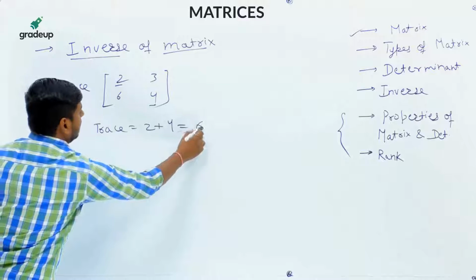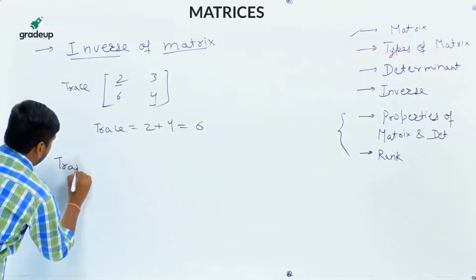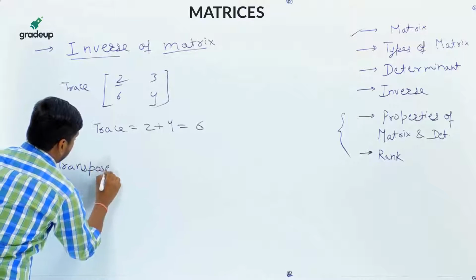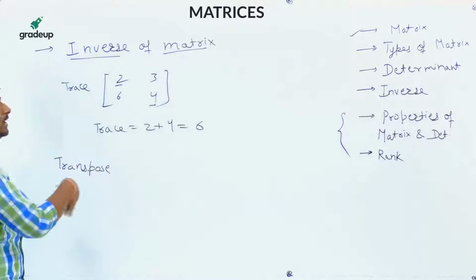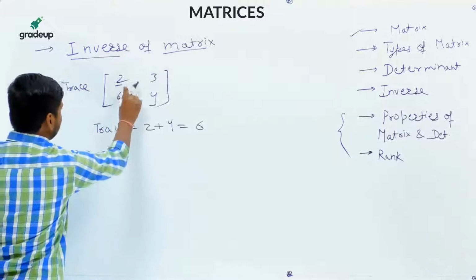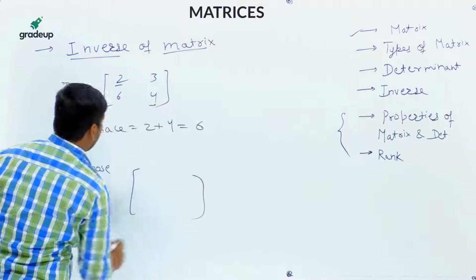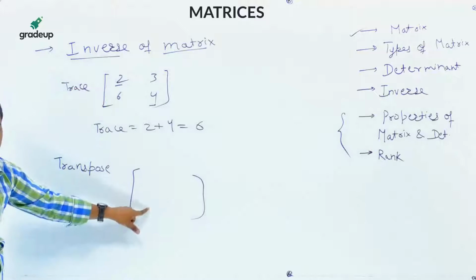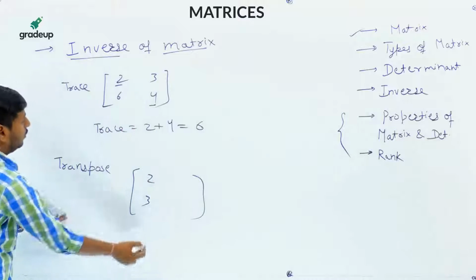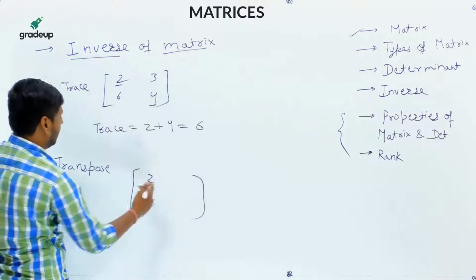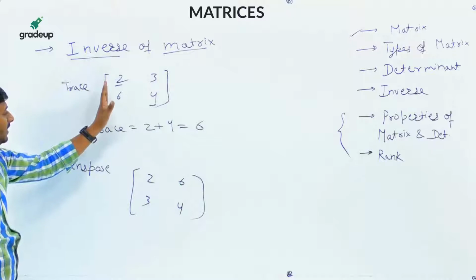Okay. Now we will find the transpose of a matrix. For transpose, rows are made into columns and columns are made into rows. For example, we will find the transpose of this matrix only. The first row is converted into the first column of this matrix. So the first row is 2, 3. So the row is converted into a column and the second row is converted into the second column. So 2, 3, 6 and 4. This is the transpose of this matrix.